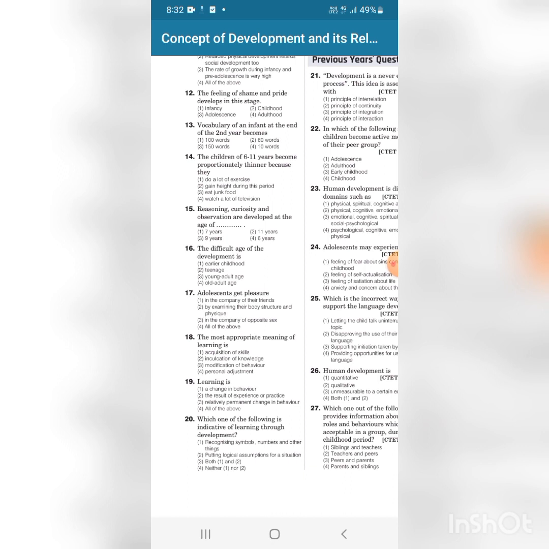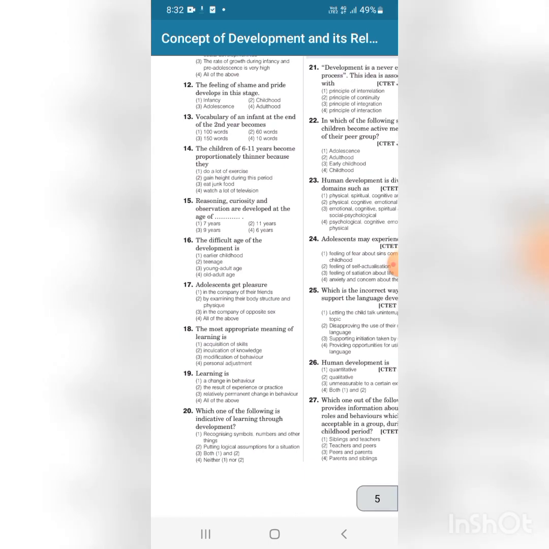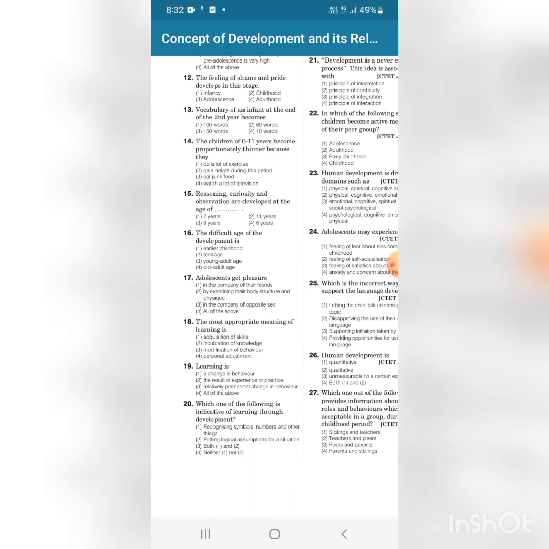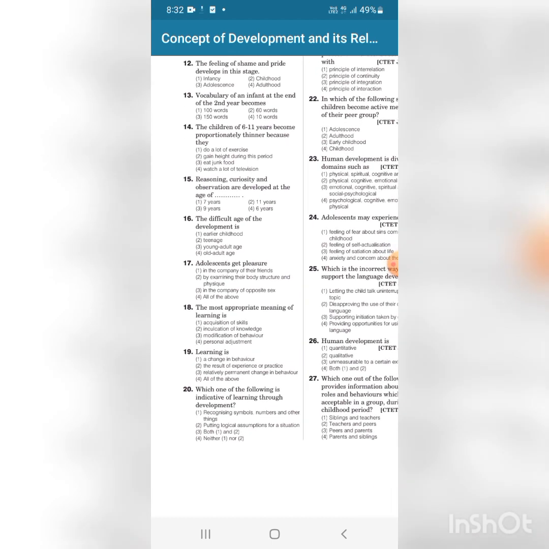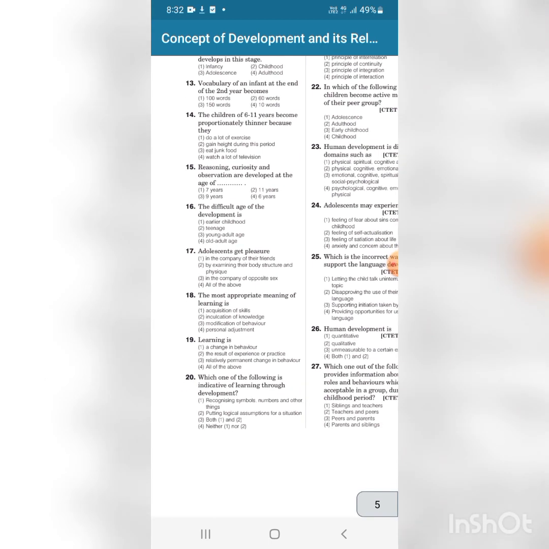The difficult age of development is, question number 16, teenage, because of the mood swings and all the psychological and physical development. Adolescents get pleasure, question number 17, in all of the above: in the company of their friends, by examining their body structure and psyche, in the company of the opposite sex.